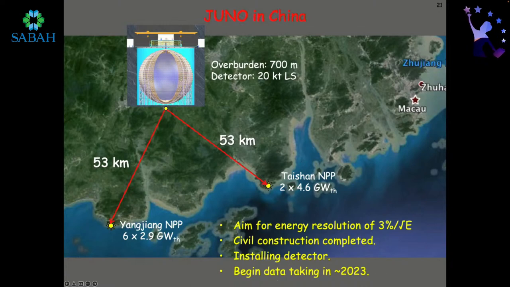Now, at this moment, they are installing that detector in the underground hall, and they plan to take data a year from now, and hopefully next year, you will hear something about this experiment in the Nobel Fest lecture series.